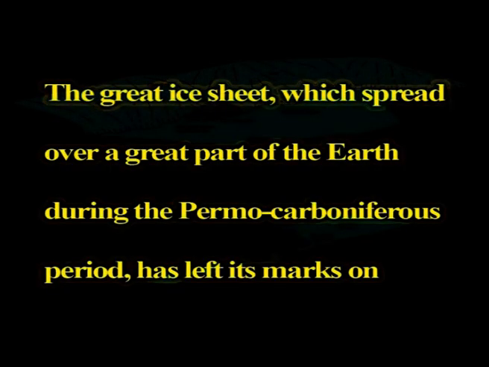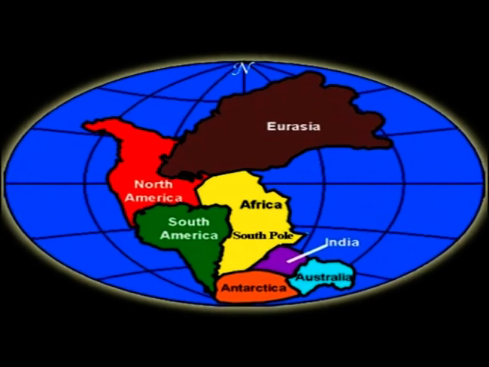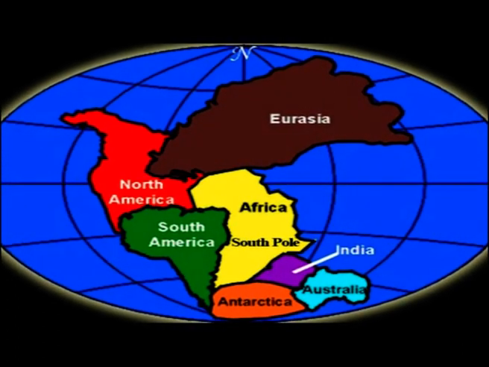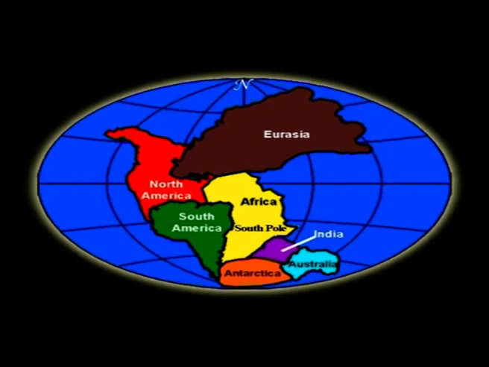One of the last evidences that is quoted here in support of the continental drift is the great ice sheet which spread over a great part of the earth during the Permo-Carboniferous period and has left its mark on South America, South Africa, South India and Australia. This shows that all these regions, which are now part of different continents, were once members of one composite block, that is Pangaea, and the South Pole at that time was in South Africa. Please students remember that this ice age which I just quoted as a support of the continental drift is actually different from the Pleistocene ice ages.